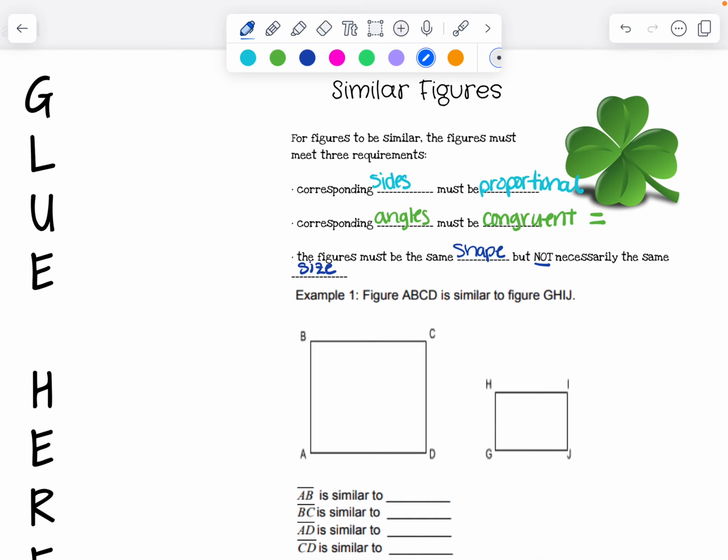We're going to talk about similar figures. I already wrote down the blanks for you. If you can just go ahead and fill that out. If I start talking too fast, make sure that you pause or rewind.